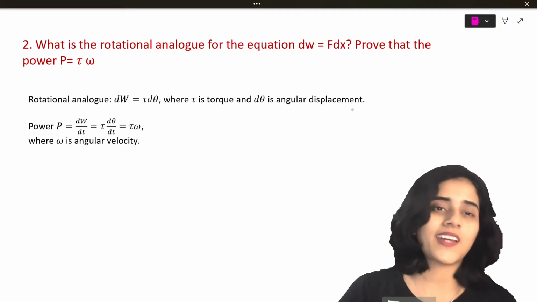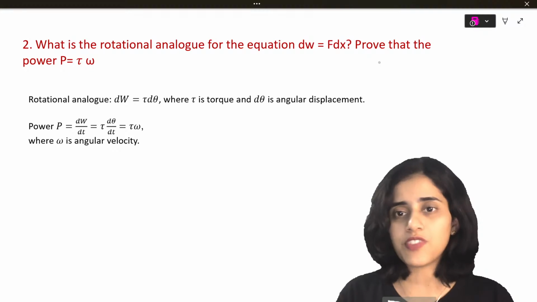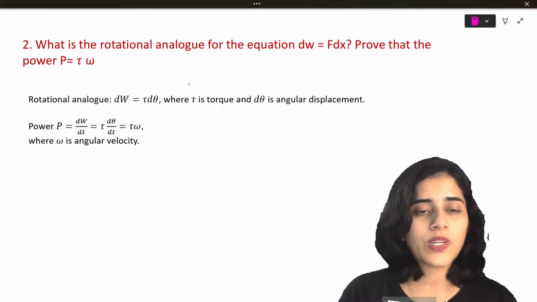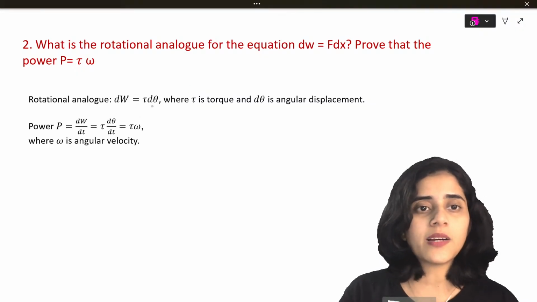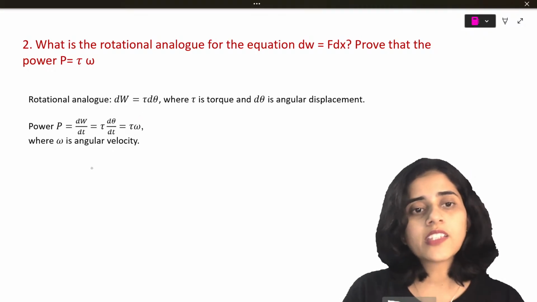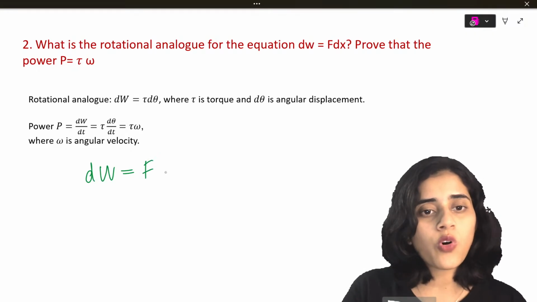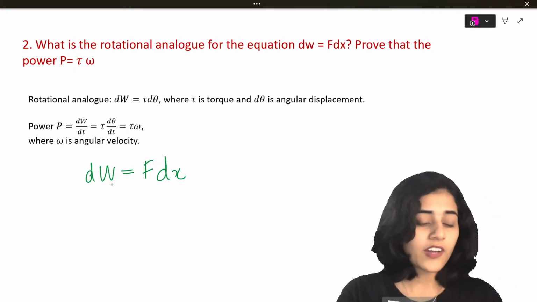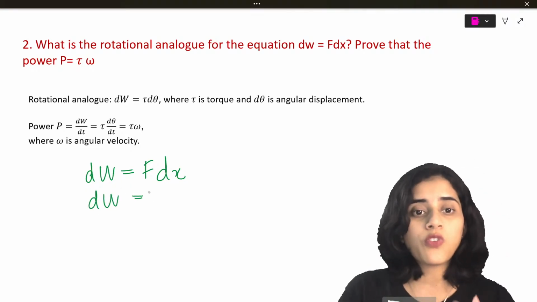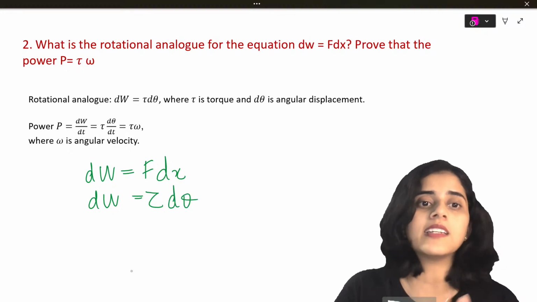What is the rotational analog for the equation dW equals F dx? Prove that P is equal to tau omega. So we have to prove that. Let's first write down what we know. We know that work done is force into displacement. Now we'll write it in terms of rotational motion. dW will be the same, is equal to force will be tau. Displacement is theta. So instead of dx, it will be d theta.